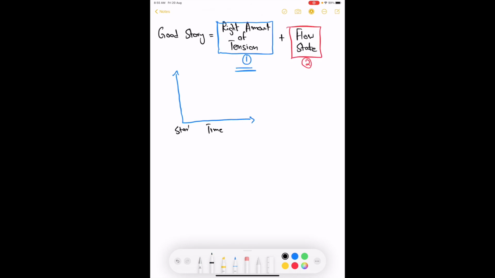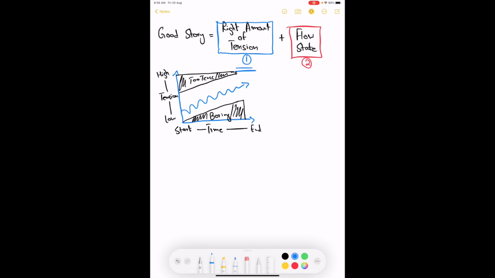So if we draw time on the x-axis and tension on the y-axis, then if the tension is low throughout the game, that game will become boring. Conversely, if the tension is too high throughout the game, then that game will become too tense, too difficult to play. What we want is gradual tension that progresses as the game goes from start to finish. That will give us the right amount.